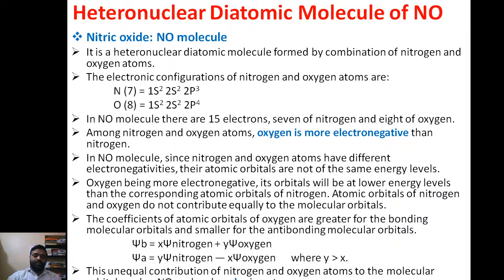This next point is very important for objective type questions, and you may face these questions in competitive examinations of chemical science. This unequal contribution of nitrogen and oxygen atoms to the molecular orbital makes the NO molecule polar in nature, because N and O have different electronegativity and it creates a pole, one positive and another negative. Keep in mind, N and O have different electronegativity and so it has polar nature, and same electronegativity is non-polar.